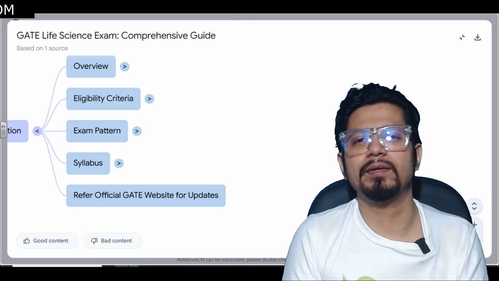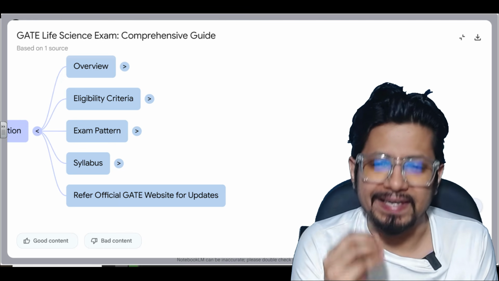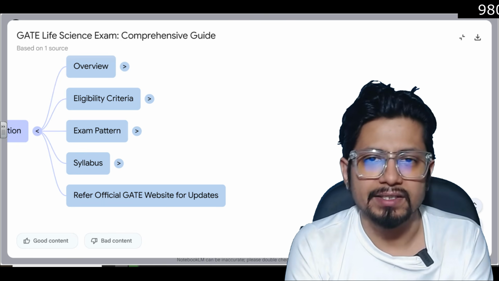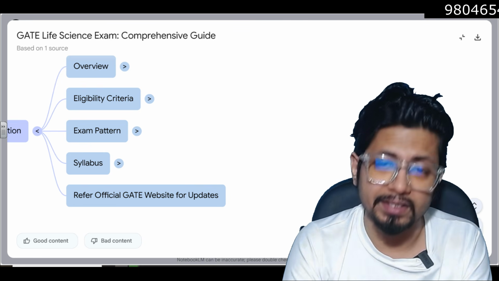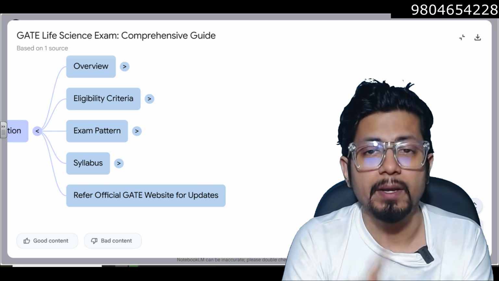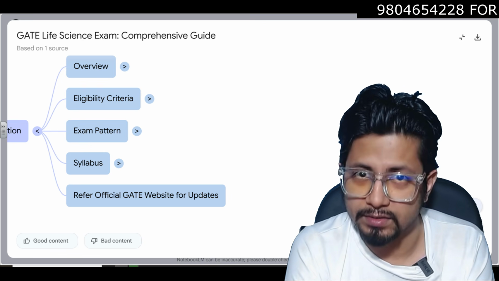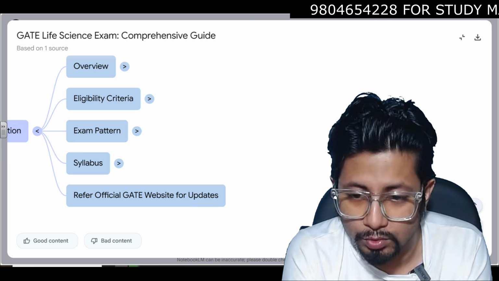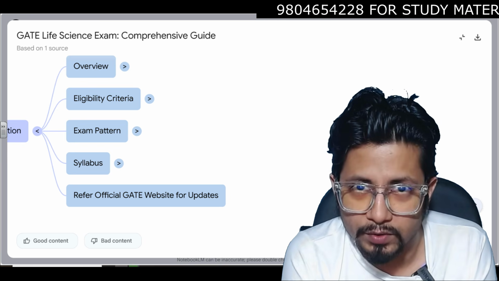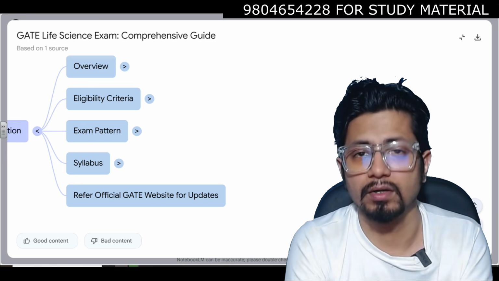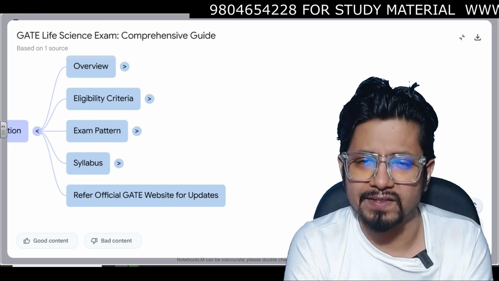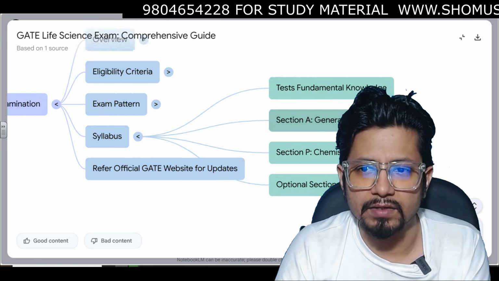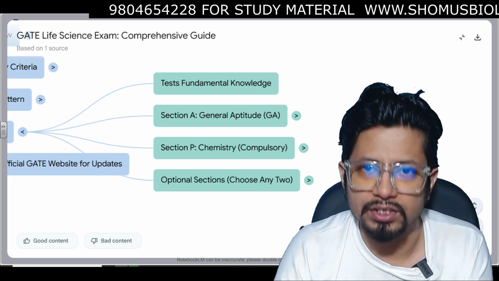Now it is very important to know what the syllabus of GATE Life Sciences is, because we know GATE Life Sciences is divided into 3 different sections. There is a general aptitude section which is compulsory, and there is also a chemistry section which is compulsory. But apart from these, there is also the syllabus of the subjects that you choose, and you can choose any 2 subjects of your choice. So what is the syllabus for the subject of your choice? In a nutshell, I am going to share the syllabus of GATE Life Sciences based on the subject that you choose.